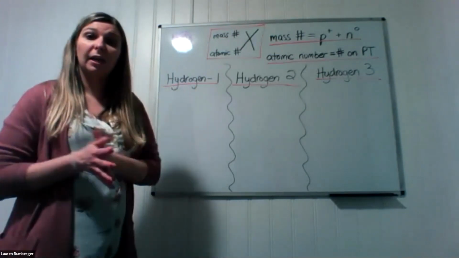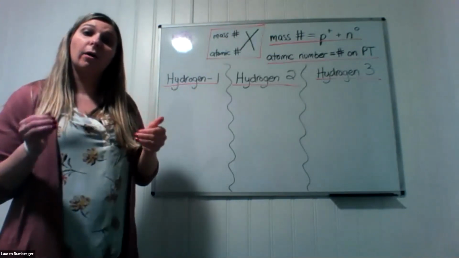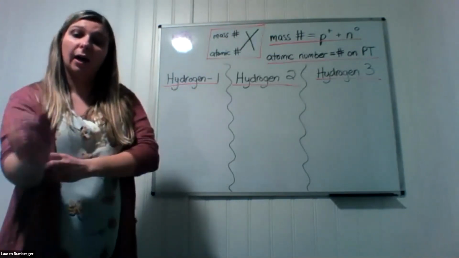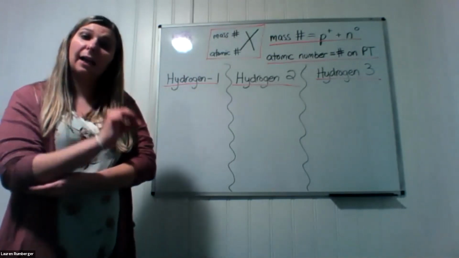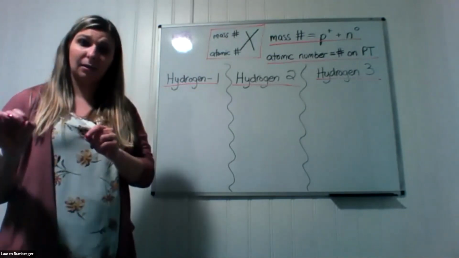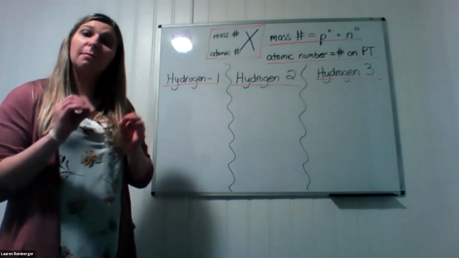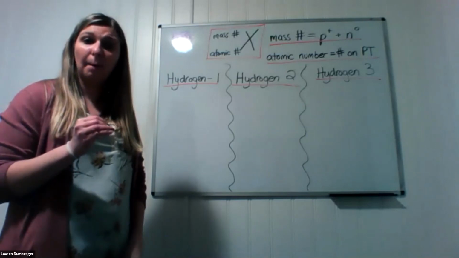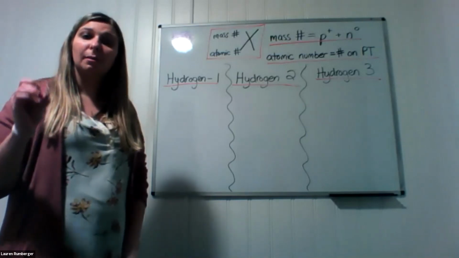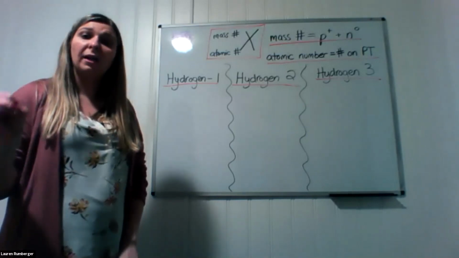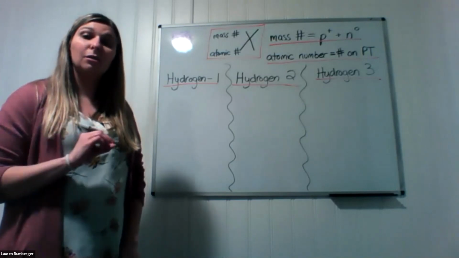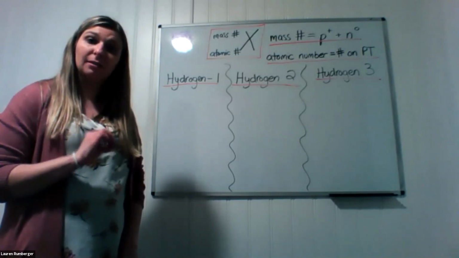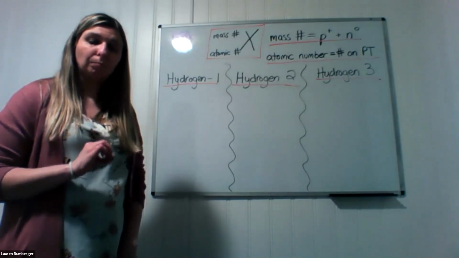So what we have learned is that isotopes are atoms of the same element, but they have different masses. Atoms of the same element have the same atomic number, but different mass numbers. So what varies is the number of neutrons in the atom.